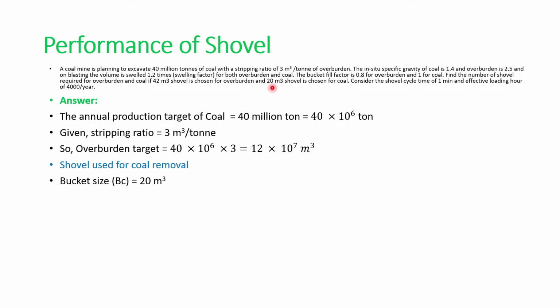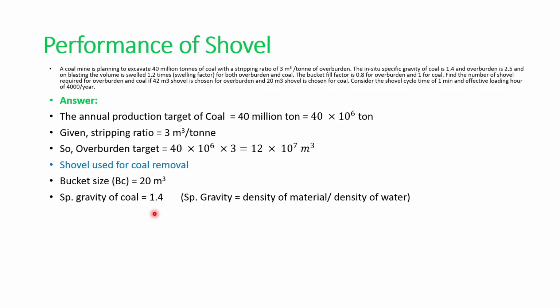The bucket size is given, that is 20 meter cube, and we will calculate the production of the shovel. Specific gravity is given as 1.4. The specific gravity is the density of the material divided by the density of water. The density of the material is the bulk density, and we know the density of water is always 1. So specific gravity is the comparison of the density of that material with the density of water.